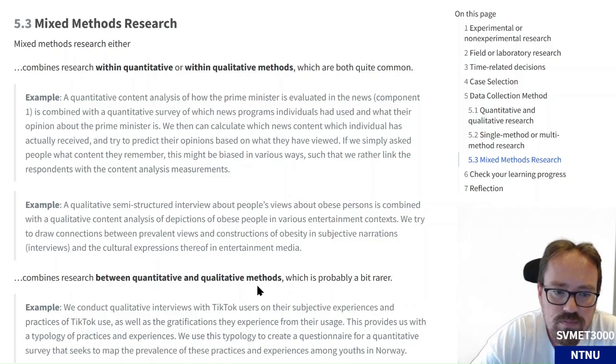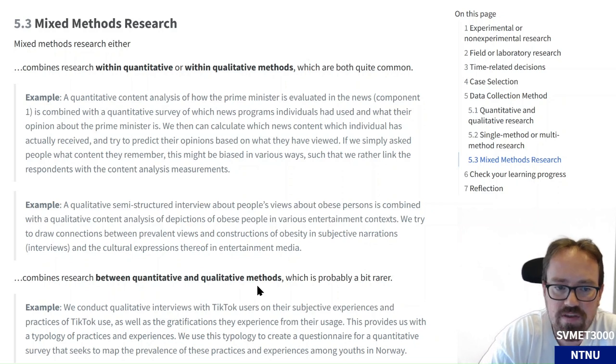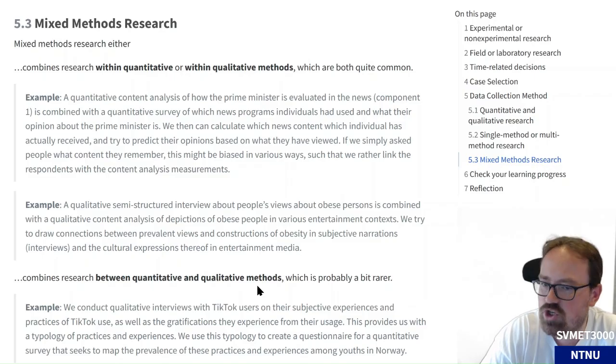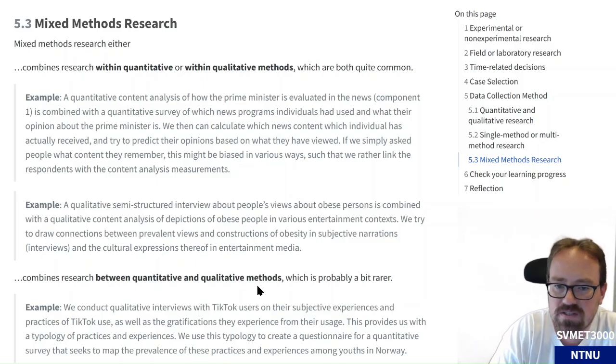An example would be a content analysis of how the Prime Minister is evaluated in the news. That would be the first component, is combined with a quantitative survey, which news programs individuals had used and what their opinion about the Prime Minister is. We can then calculate which news content which individual has actually received, because we know which programs they watched or received and what the content of those programs was, and thereby we try to predict their opinions.